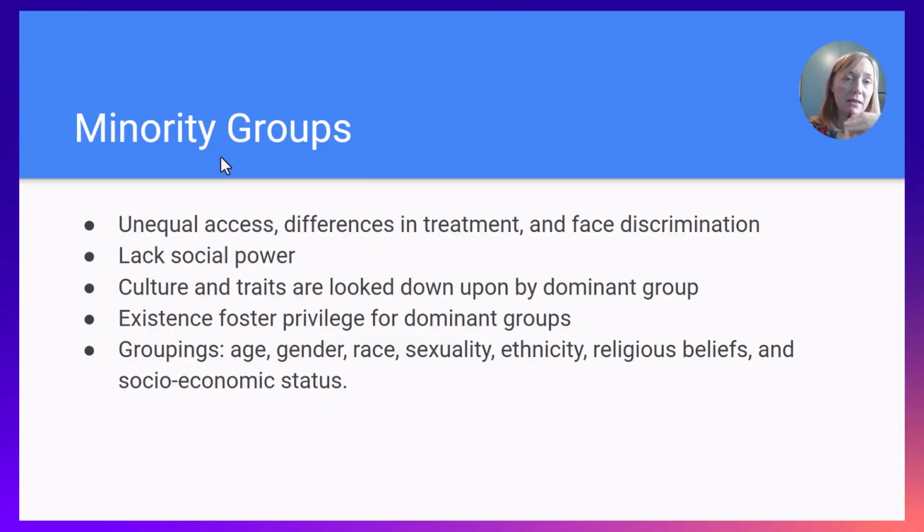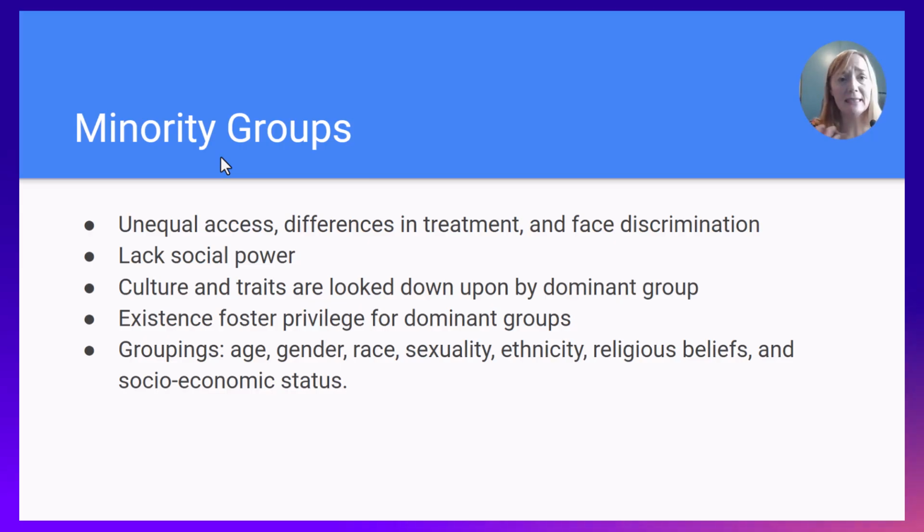The last thing I'm going to talk about in this lecture before I let you take a break are minority groups and what it means to be a minority. You don't have to be the least amount of people in the room to be a minority. In order to be a minority, what it means is that you don't have the same access or privilege, you're being provided different treatment, and you're facing discrimination because you are being oppressed. You would lack that social power in order to make change and actually have a say in what's happening. Typically, when this happens, your culture and your traits are looked down upon by the dominant group.